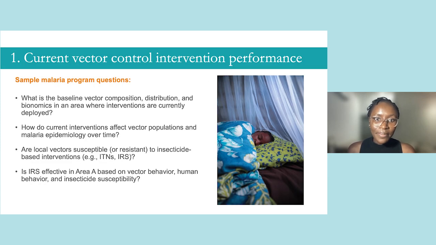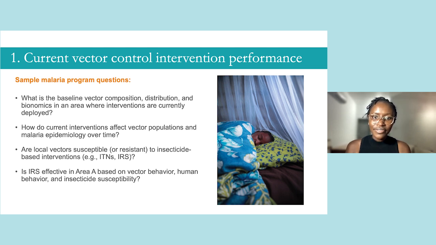The first theme is about the performance of current vector control interventions, such as indoor residual spraying or long-lasting insecticide-treated nets. Here, example malaria program questions include: what is the baseline vector composition, distribution, and bionomics in an area where interventions are currently deployed? How do current interventions affect vector populations and malaria epidemiology over time?